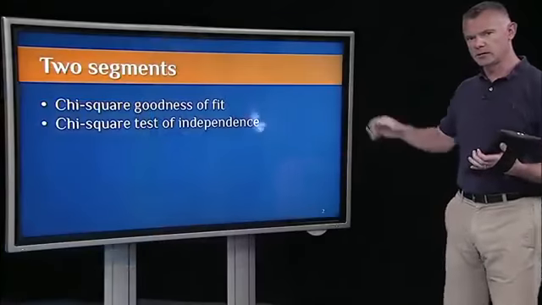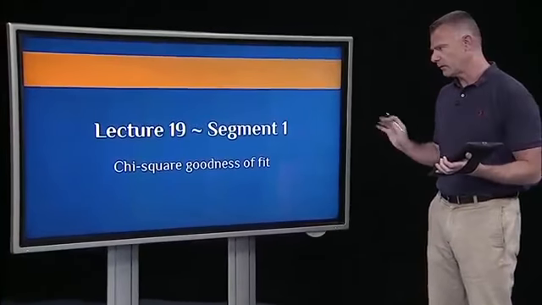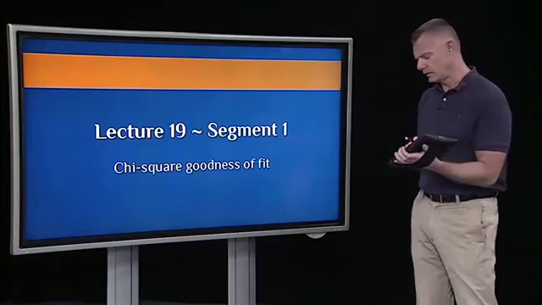Hi, welcome back. We're up to lecture 19, and the topic of today's lecture is chi-square tests. In the first segment, we'll cover the chi-square goodness of fit test, and in the second segment, we'll cover chi-square's test of independence. So this lecture is divided in just those two segments. In the first segment, we'll talk about the chi-square goodness of fit.